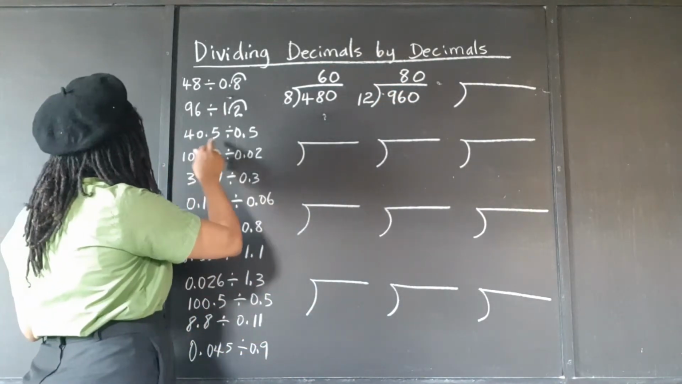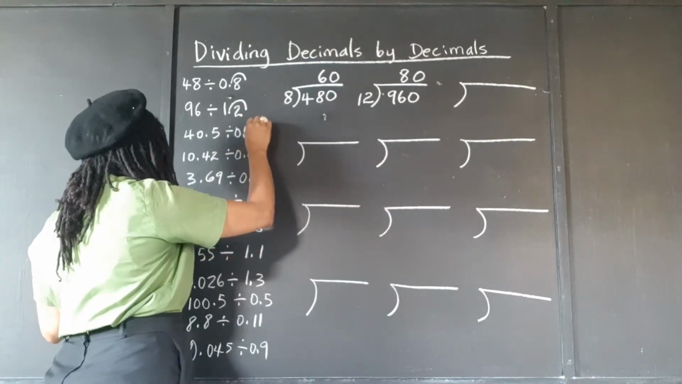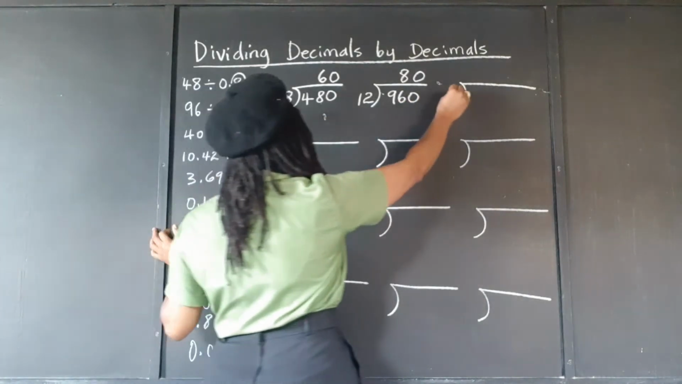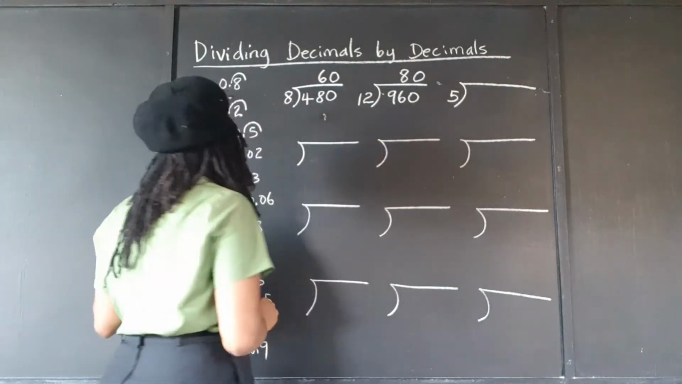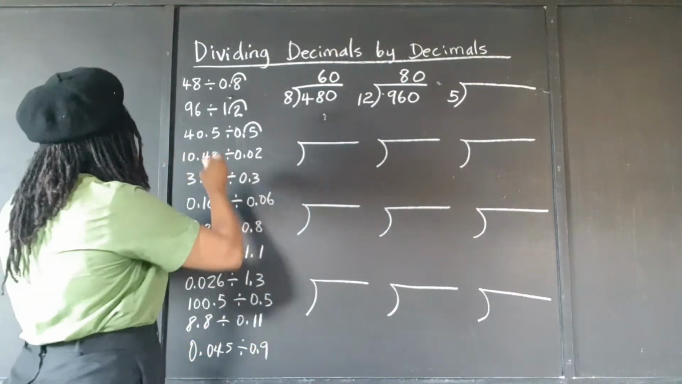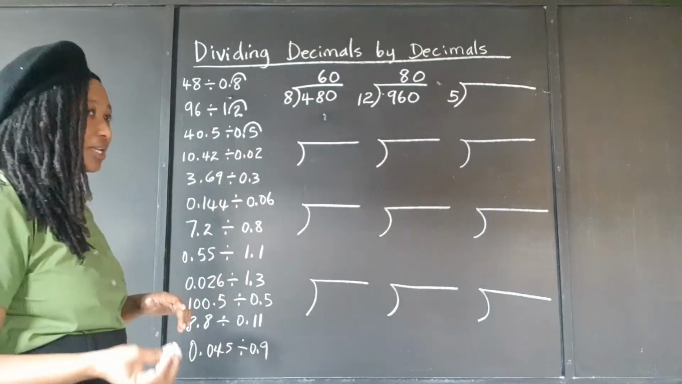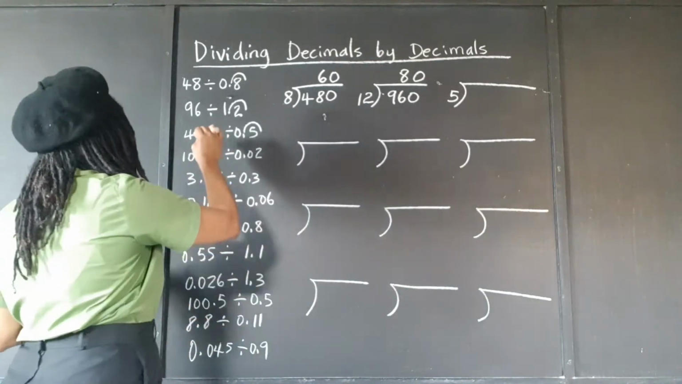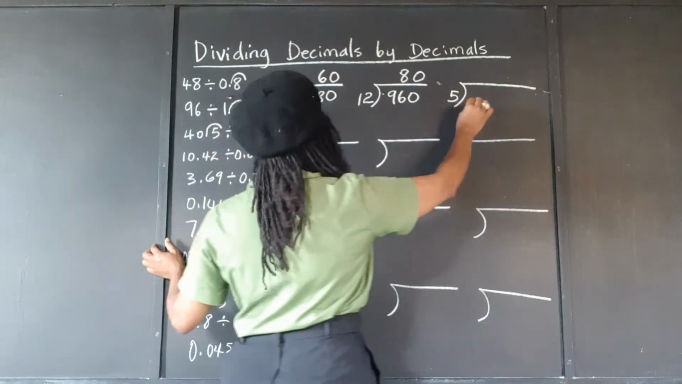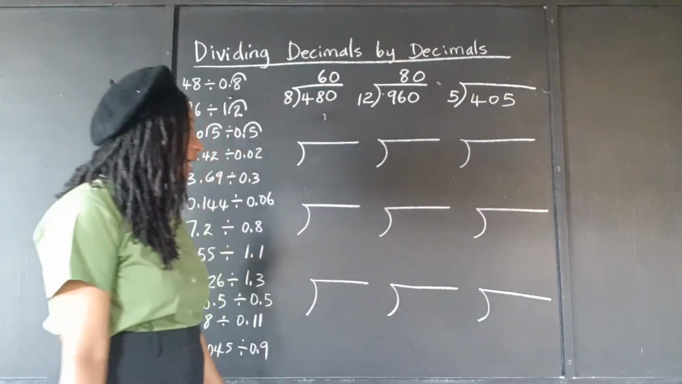Alright, we have 40.5 divided by 0.5. We're going to multiply by 10 to get rid of that decimal point, and this now becomes 5. We're going to do the same thing to the dividend so that it's balanced. We multiply. This one has a decimal, so we're not adding a 0 this time. It's not a whole number. We're actually doing the same thing, moving one place to the right, and that becomes 405. So now we can go ahead and divide.